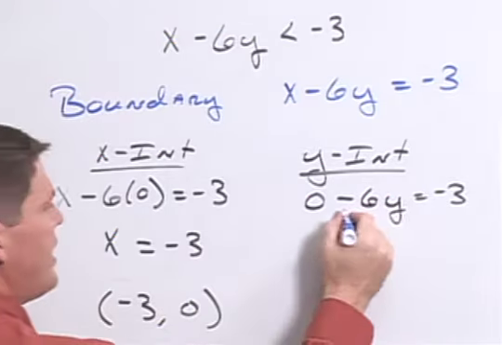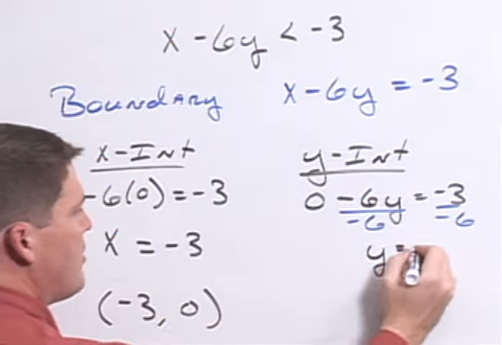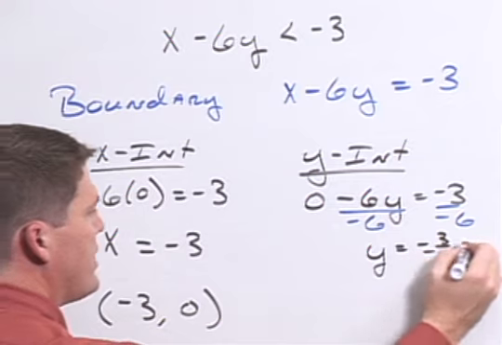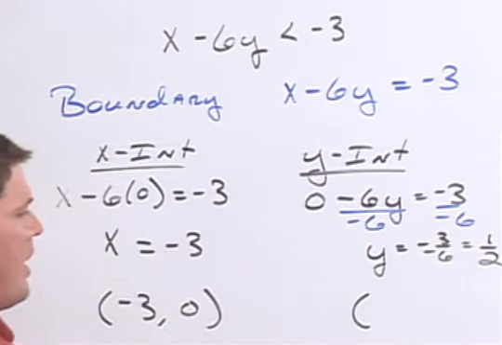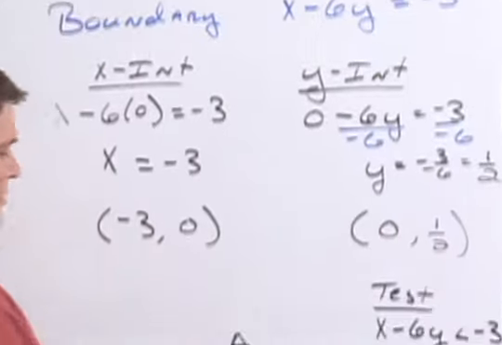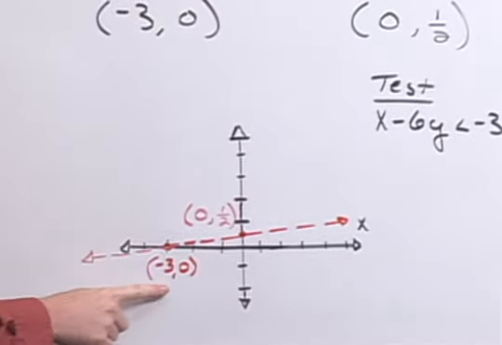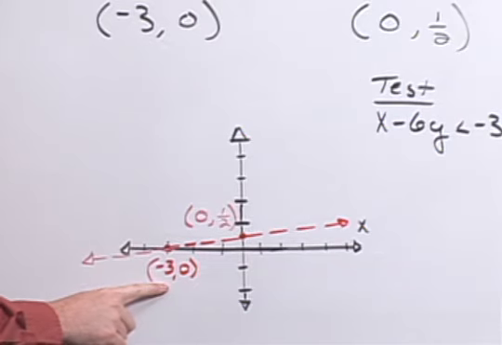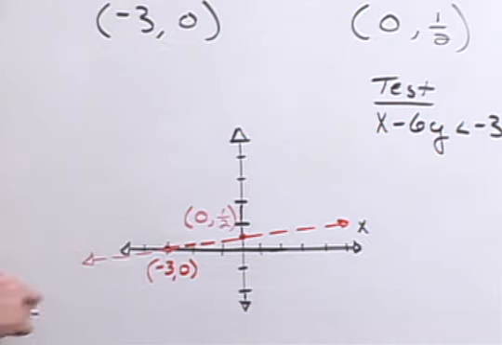Dividing both sides by -6, we have y equals -3 over -6, or y equals positive 1/2. So my y-intercept would be (0, 1/2). When we go to graph that line, we find that I have an x-intercept at (-3, 0) and a y-intercept at (0, 1/2). Since my inequality was less than, it's a dashed line.